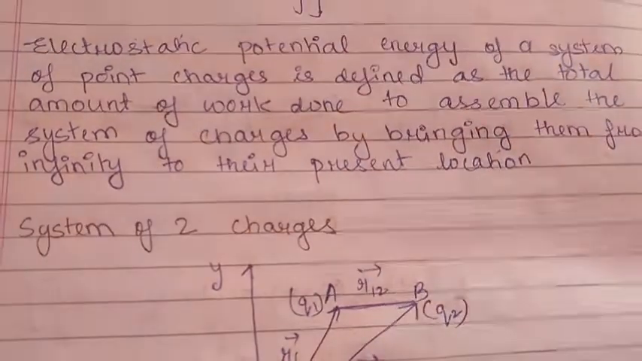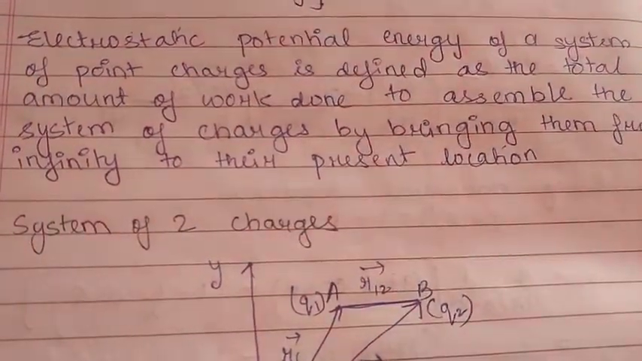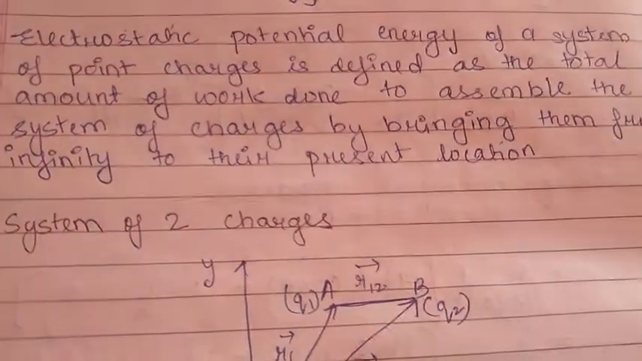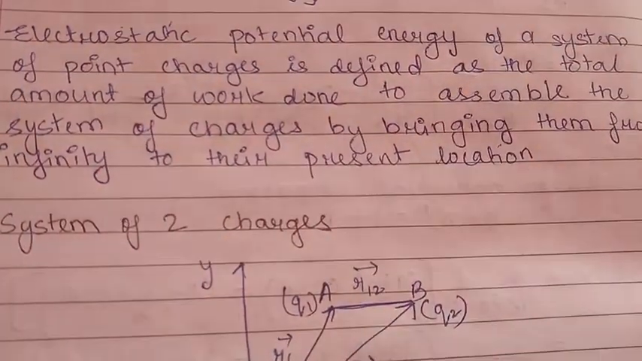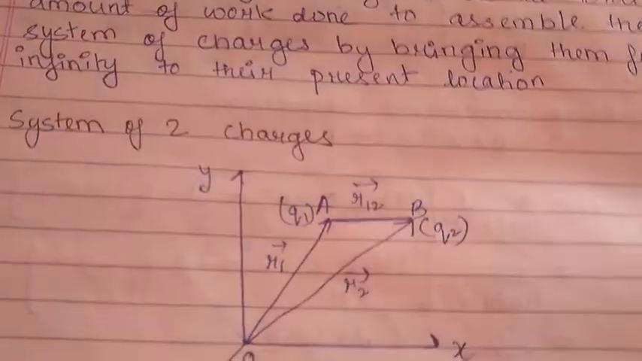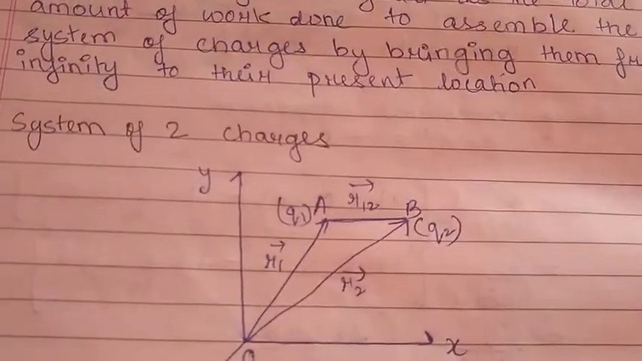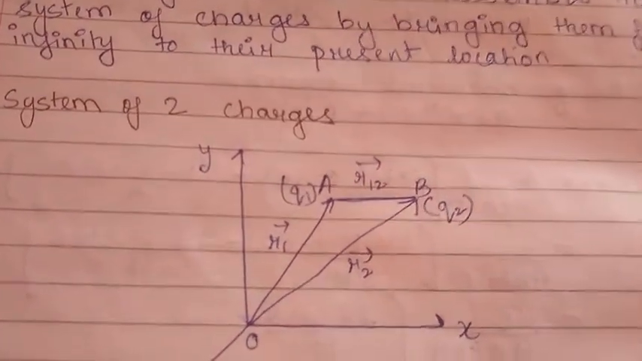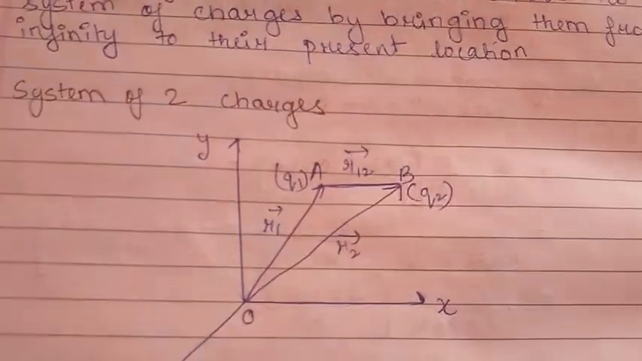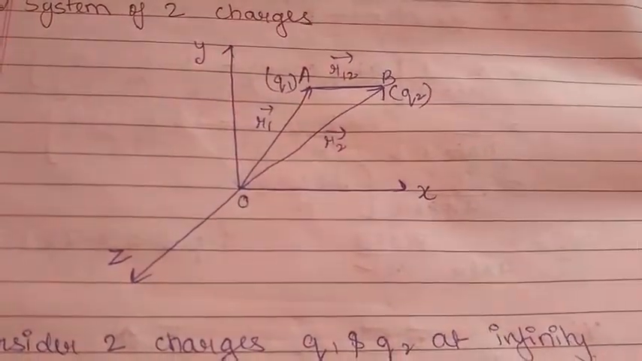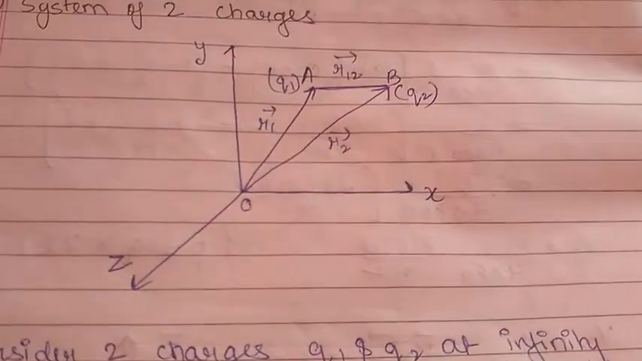It means suppose your charges are kept at infinity, and the amount of work done to bring those charges from infinity to that point is called the electrostatic potential energy. So there can be two cases. Suppose that point does not have any external field, and in the other case the point can have an external field. So the first case we'll consider a system of two charges and there is no external field there.